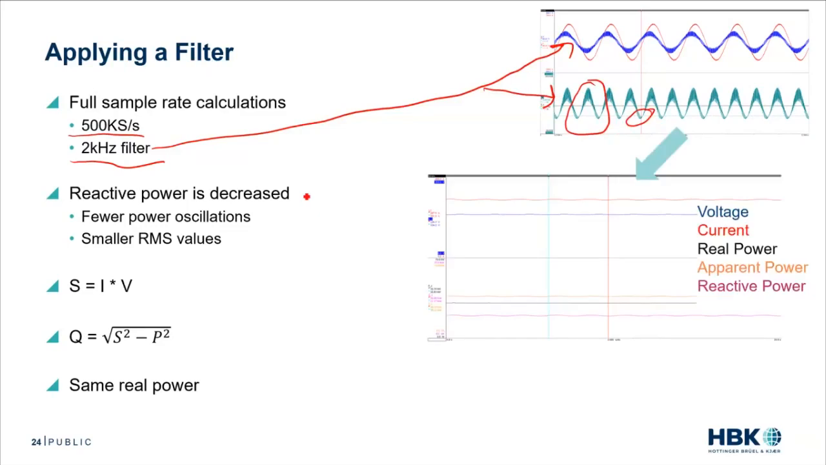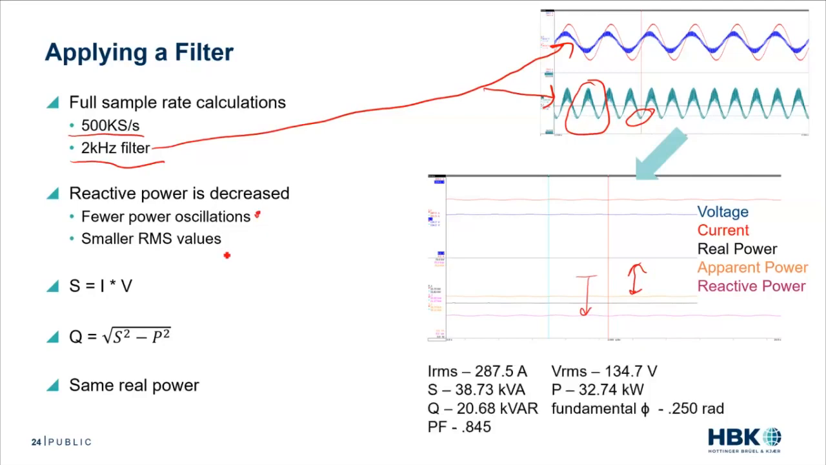We do our calculations again, and we can see that my apparent power has come from up here down to here. My reactive power has come from up here down to here. This is a good sign. We have fewer power oscillations. And again, the exact same equations we ran on a higher sample rate.